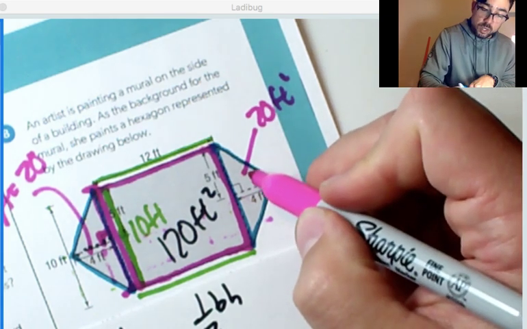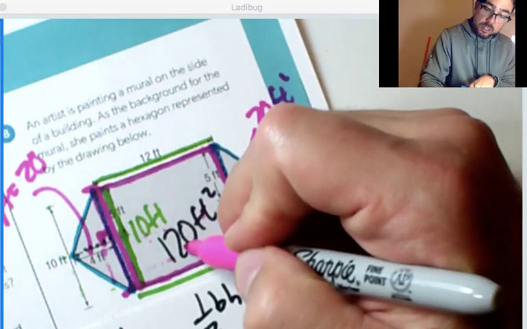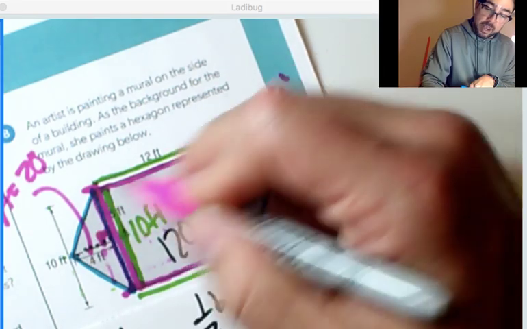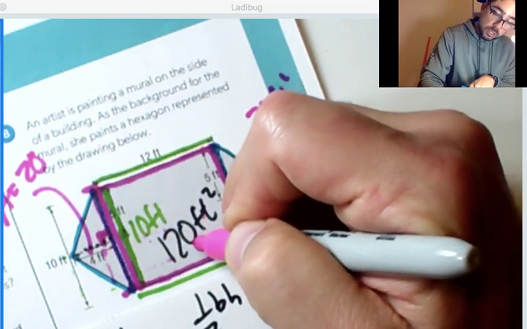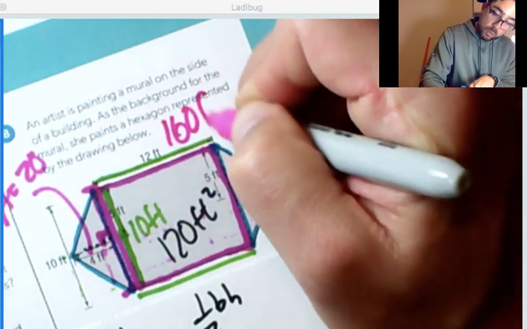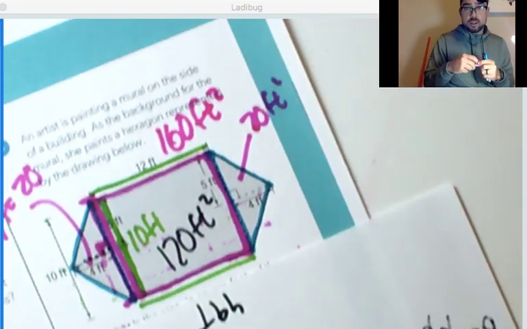So we know this is 20, this is 20, this was 120. We need to find the area of the entire hexagon. 20 plus 20 is 40. 40 plus 120 is 160. So it should have been 160 feet squared.